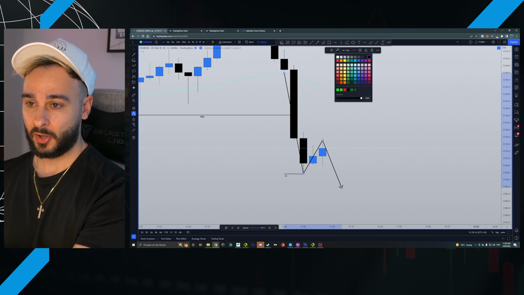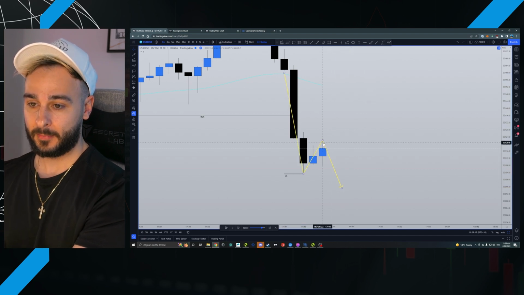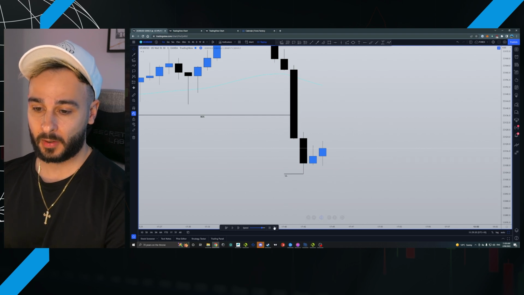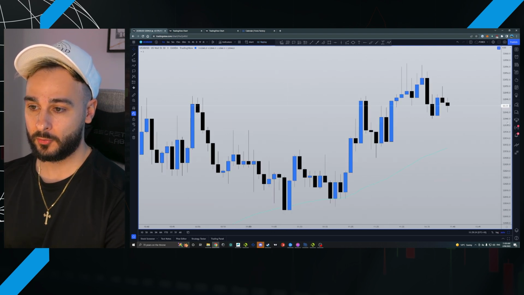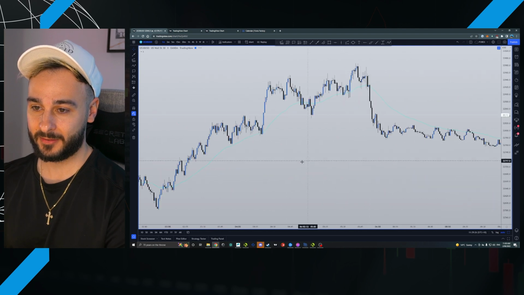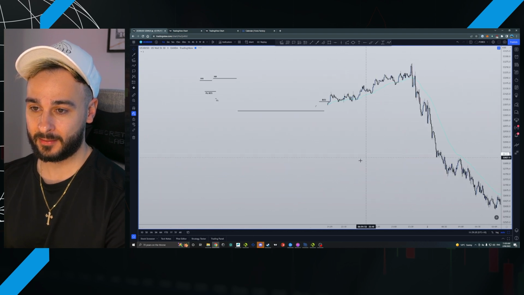Let me make this back yellow because my candles are red and you'll be able to see that a lot better. All right, so let me get rid of that and go back to our example.